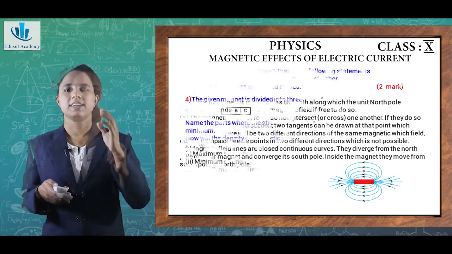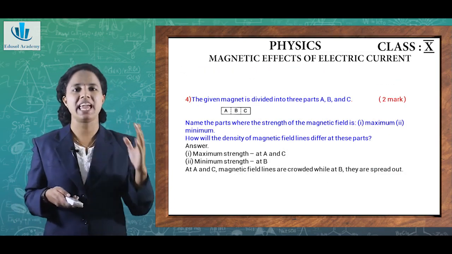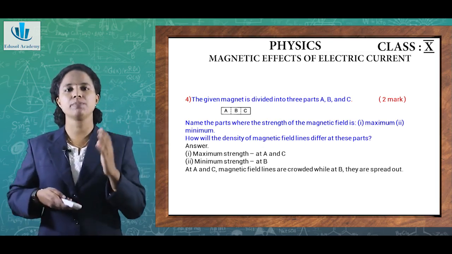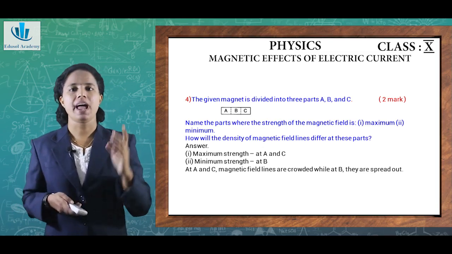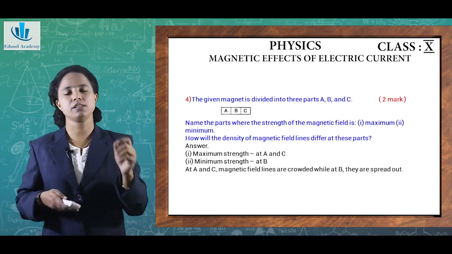Moving to the next question, the given magnet is divided into three parts A, B and C as you can see in the figure. Name the parts where the strength of the magnetic field is maximum and minimum. How will the density of magnetic field lines differ at these parts?